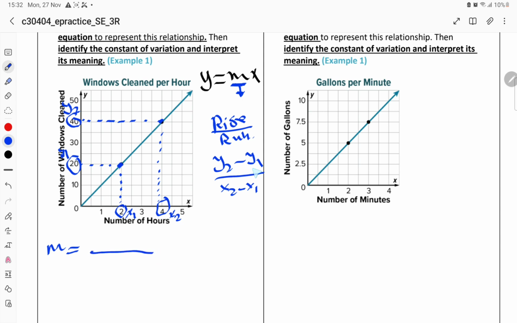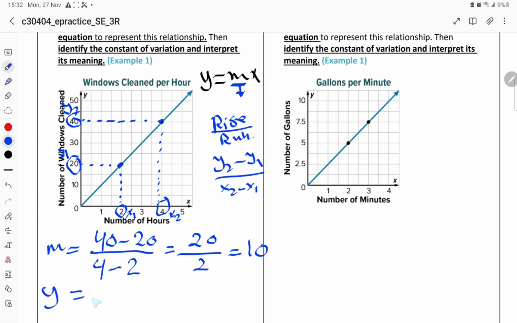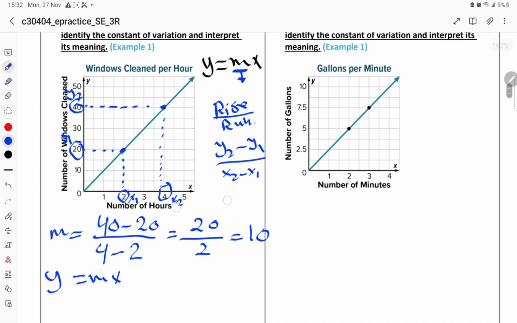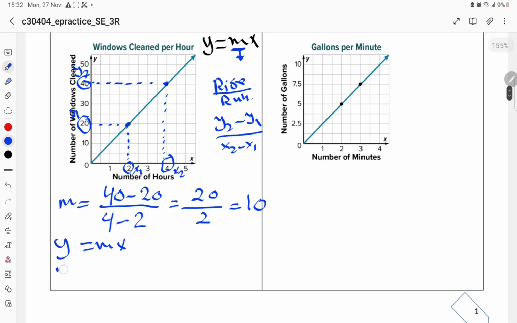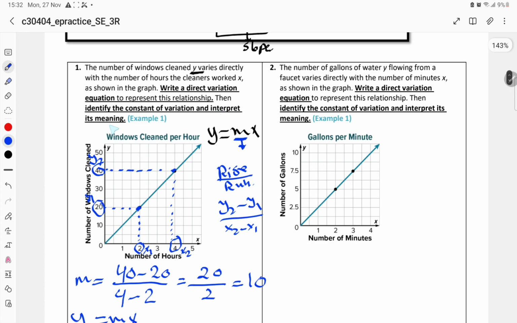So m equals y2 minus y1. What is y2? The 40, minus y1, which is 20, over x2 minus x1. x2 is 4, minus x1, which is 2. 40 minus 20 is 20, over 4 minus 2 is 2. 20 over 2 is 10. So now the equation y equals mx. What is m? It's 10. So y equals 10x. He asked you to interpret its meaning.